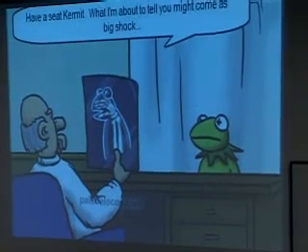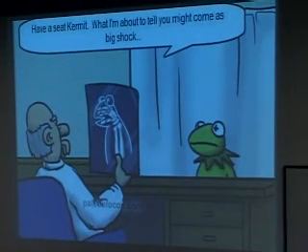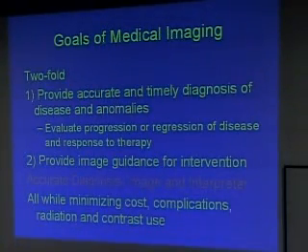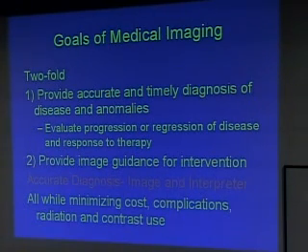Now, I thought we'd spend a minute discussing the goals of medical imaging. There are really twofold goals. First is to provide accurate and timely diagnosis of disease and anomalies. Our goal is to evaluate the progression or regression of disease and its response to therapy. Oftentimes, a child with cancer, for example, will have 40 to 50 CT examinations in the course of their treatment. So it's very important that we have full ability to handle that type of data.